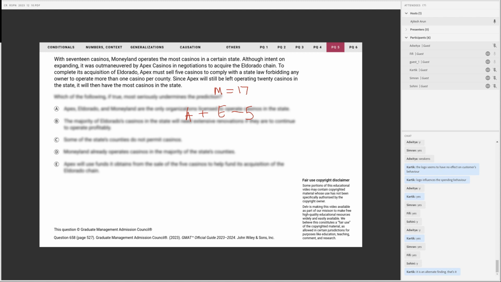Now, they are saying that after this, they will be left with 20 casinos. And then, of course, they're saying that 20 is greater than 17. So Apex will have the most casinos in the state. So that's the information given to us. The question says, which of the following, if true, most seriously undermines the prediction? So it's a standard weaken question. A. Apex, Eldorado, and Moneyland are the only organizations licensed to operate casinos in the state.